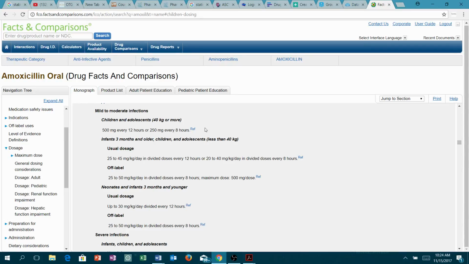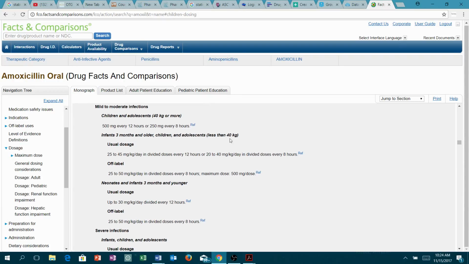It was for mild to moderate infection. It was 250 milligrams per 5 mLs. It was written for 2 teaspoons twice a day of that. So that would be 250 milligrams twice for 1 dose, and then 250 milligrams twice for the second dose. So it'd be a total of 1,000 a day, in 2 divided doses basically.